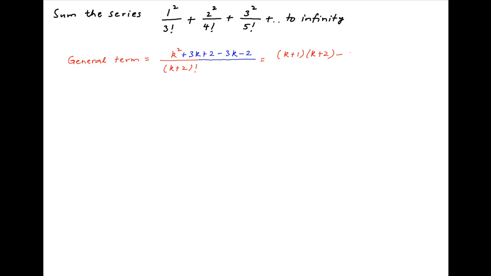The next term in the numerator is minus 3k. And finally, minus 2 can be written as minus 6 plus 4. The denominator is (k plus 2) factorial.